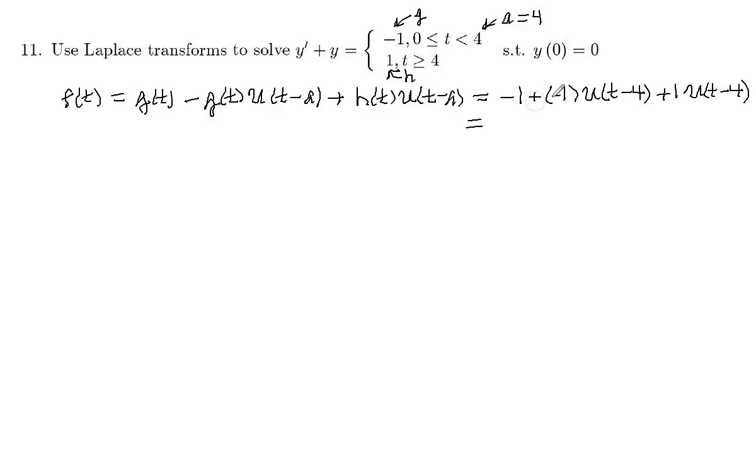So this double negative is going to make a positive, so we've got 1 plus u of t minus 4 plus another u of t minus 4, I'm sorry, negative 1 plus. So it'll be negative 1 plus 2u of t minus 4. So that's your right-hand side function. That's the first thing we want to do. So now our differential equation becomes y prime plus y is equal to negative 1 plus 2 u of t minus 4.